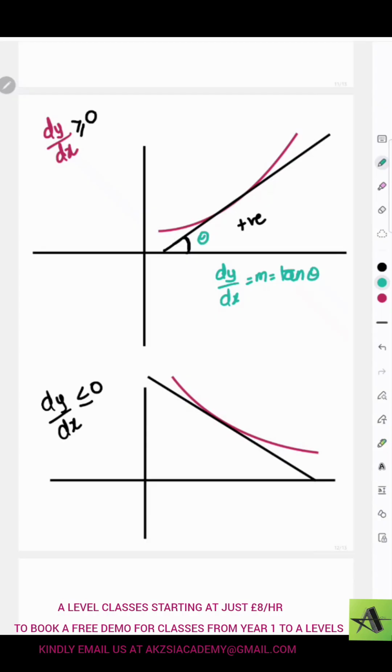This theta is acute, and we know tan of an acute angle is always positive. So just by looking at the angle, you can easily understand whether the gradient of the straight line is positive or negative. The gradient m that we are calculating of a straight line is going to be tan theta. Similarly, here theta will be obtuse, and that means tan theta is negative, and we'll get to know that dy over dx should be less than or equal to 0. So this is basically the graphical or geometrical interpretation of why we are finding the derivative in our calculus part.